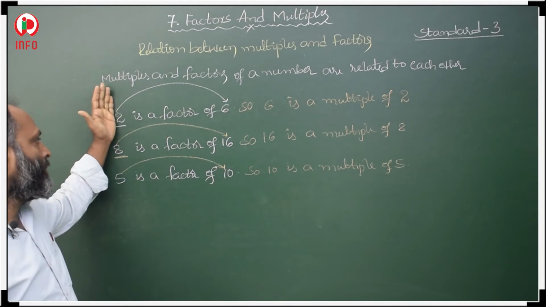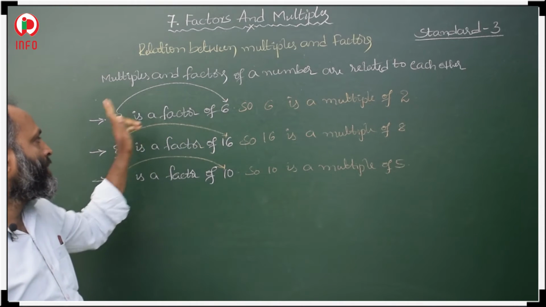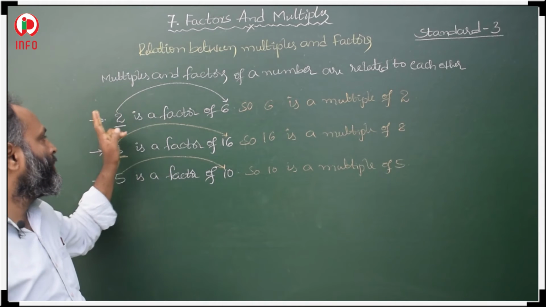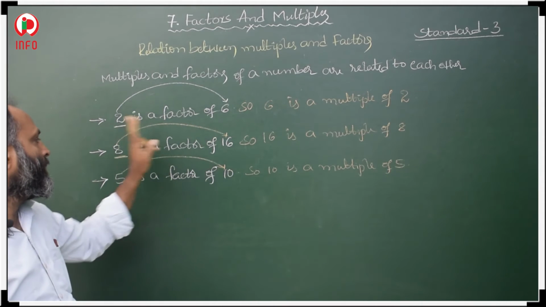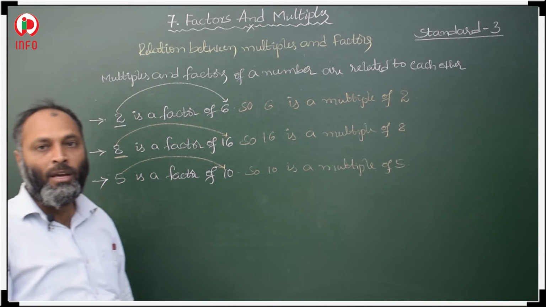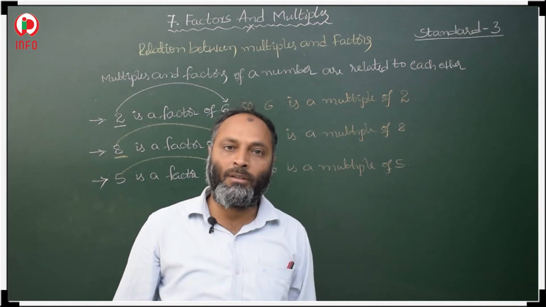If the first number is a factor of the second, it means the second one is a multiple of the first one. 6 is a multiple of 2. 16 is a multiple of 8. 10 is a multiple of 5. So this is the relation between factors and multiples.